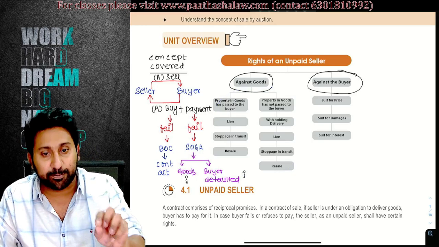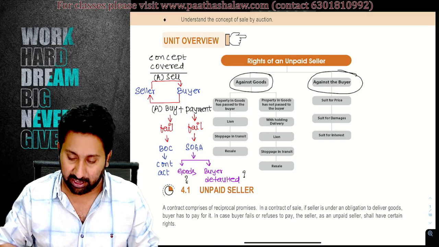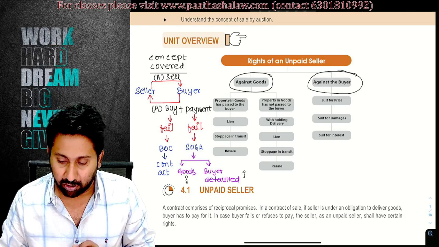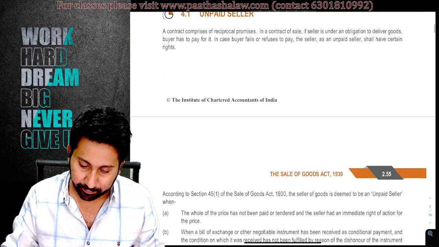Rights of an unpaid seller. Rights of what seller, sir? Unpaid seller. Hope everyone is thorough with this particular area first. Right? So let us start with the concept discussion now. Okay, first let us see.